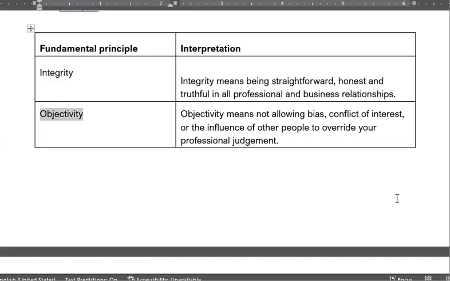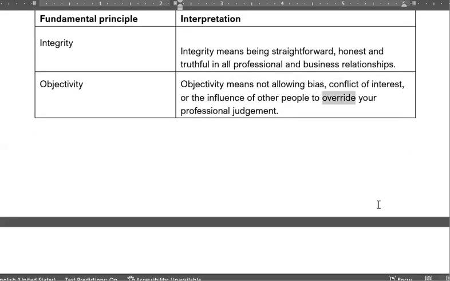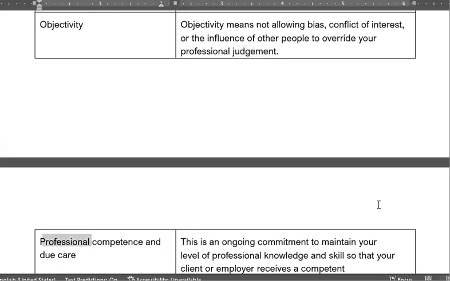Objectivity. Objectivity means not allowing bias, conflict of interest, or the influence of other people to override your professional judgment. Professional competence and due care.